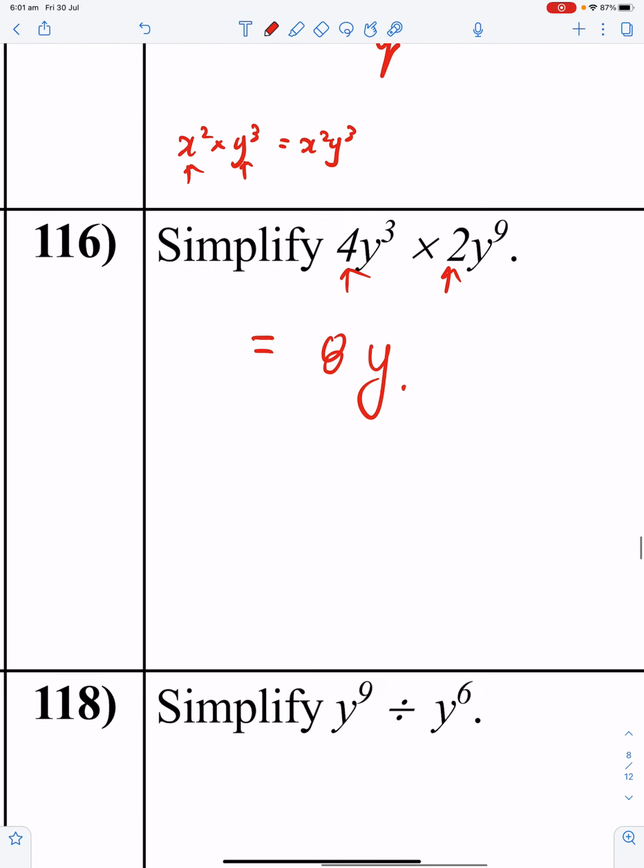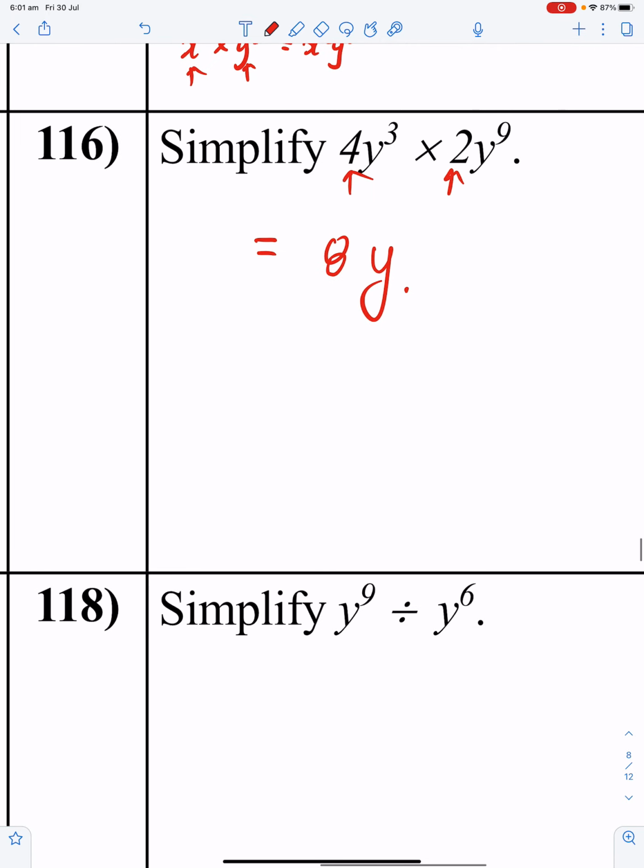So back to question 116. 4 times 2 is 8. Then you write down the y, and now 3 plus the 9 is equal to 12. And so that's your final answer.